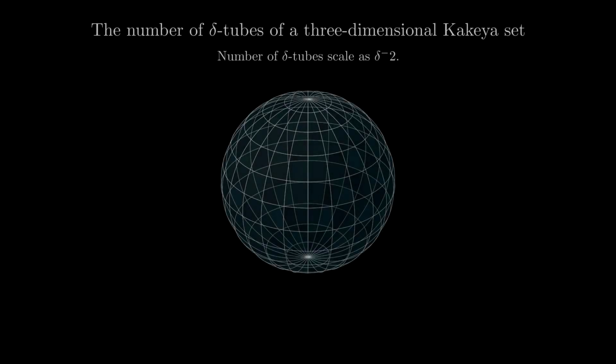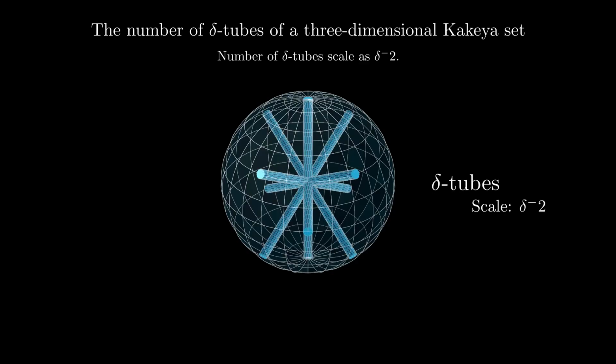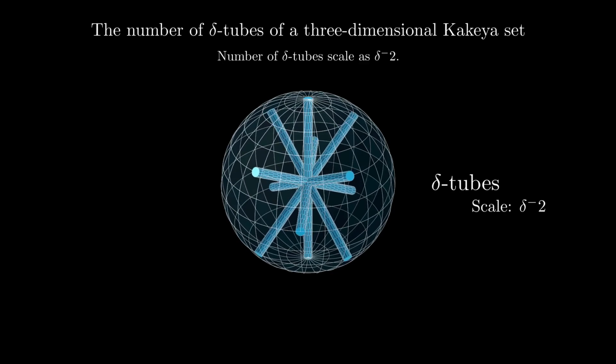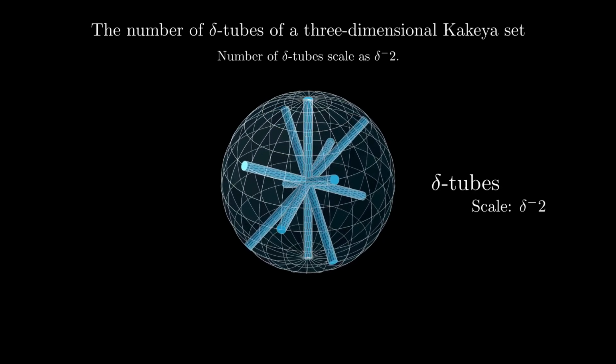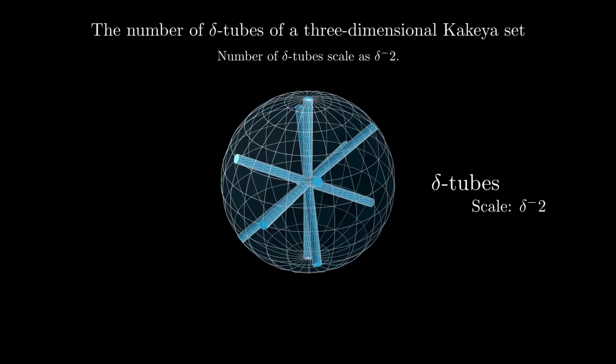The number of delta tubes is limited, of course, because that's why we have delta tubes, and the number of delta tubes of a three-dimensional Kakeya set has the scale delta to the minus 2. And here's why. Because the surface area of the unit sphere is constant, and each delta tube covers an area about delta squared. So dividing the total surface area by the area covered by one delta tube tells us how many tubes we have.